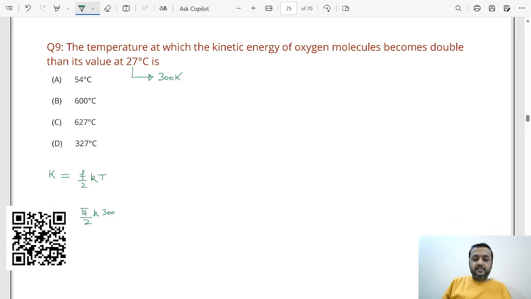If you double the temperature, kinetic energy will double. So final temperature should be 600 Kelvin. Now 600 Kelvin is also 327 degrees Celsius. That means option D will be the correct answer for this question. All right.